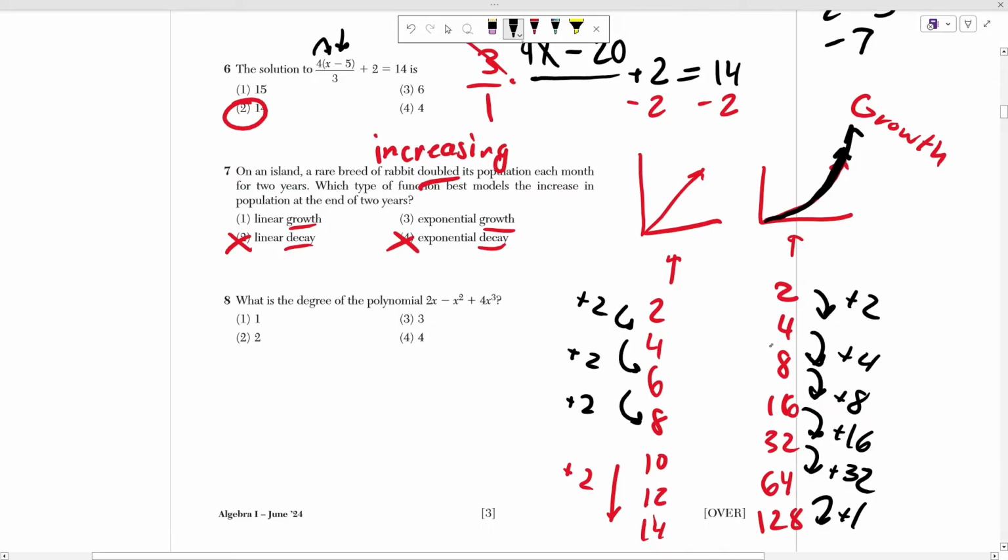This is doubling, right? Double it. All we did was we doubled the next one. We doubled it when we passed it on to the next person, right? 2 times 2 is 4, 4 times 2 is 8. So this actually has to be exponential growth because we're increasing by a different number each time. Number 8 is really easy.